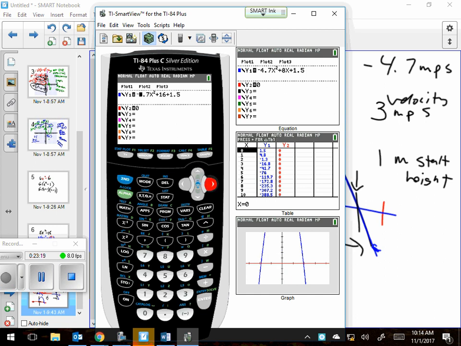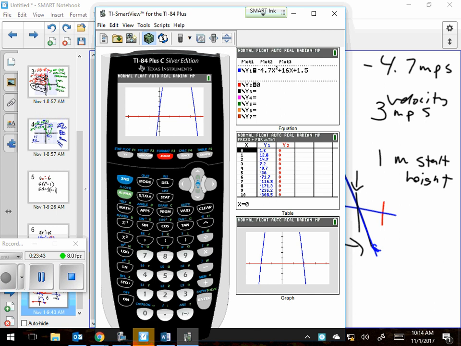I just canceled my X out by accident. I've got to insert. Insert is right here, second INS. It's right above delete. Insert an X. There we go. And hit graph. Once again, it goes off my graph. Got to zoom out. Zoom. And that kept it in the air for 1, 2, 3.5 seconds.